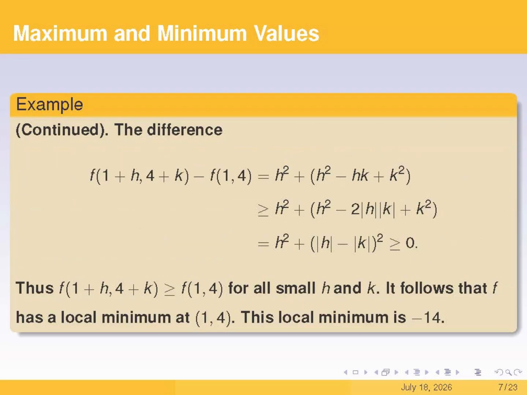Now, let's subtract the function value at (1, 4) from the value at (1 + h, 4 + k). That is the equation you see on the second line. With some basic algebra, we can see that this difference comes out positive, as shown here on the fourth line. So, our conclusion is that as long as h and k are small enough, the value of f(1 + h, 4 + k) will be greater than the value of f(1, 4), which is exactly what the second to last line shows. From this, it is easy to see that the function f hits a local minimum at (1, 4), and that minimum value is negative 14, just like it says on the very last line.